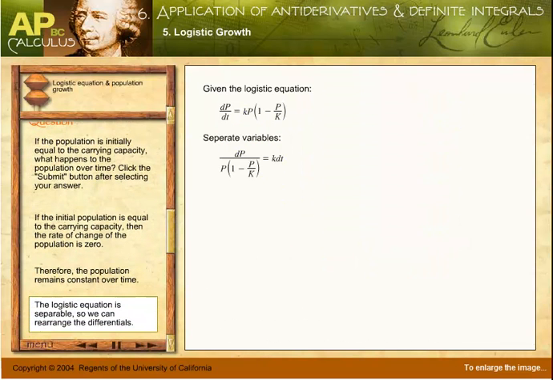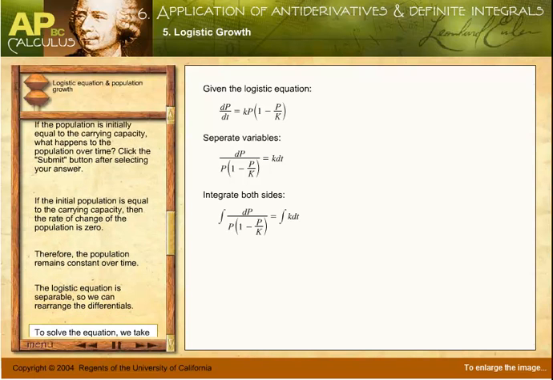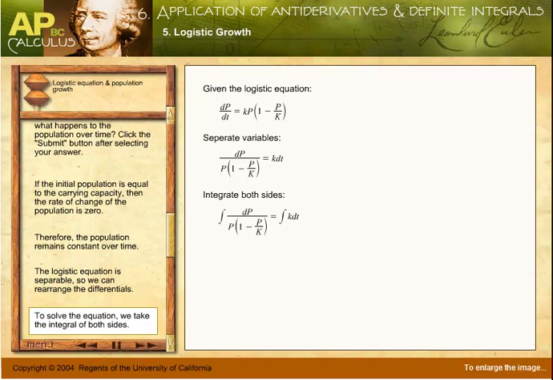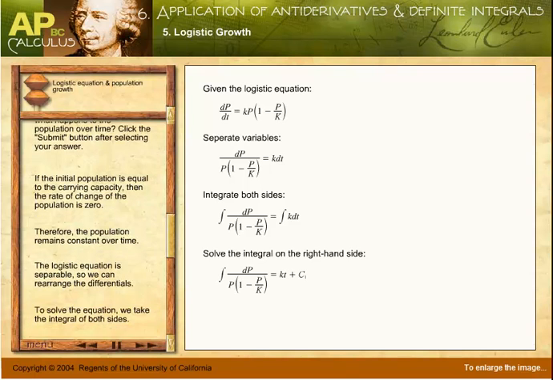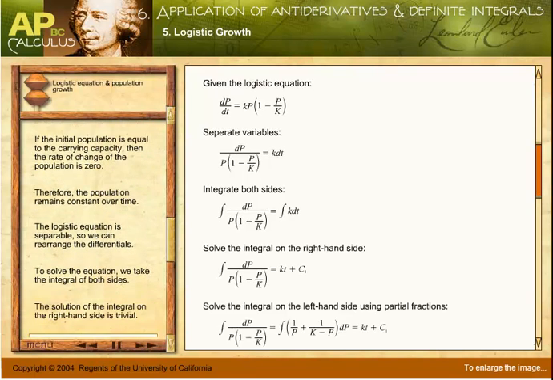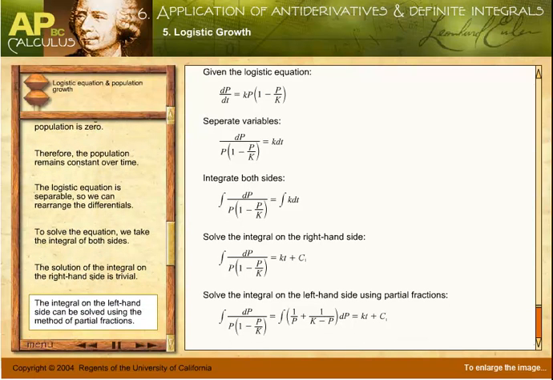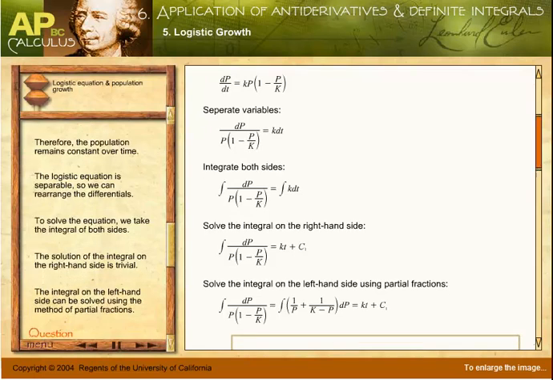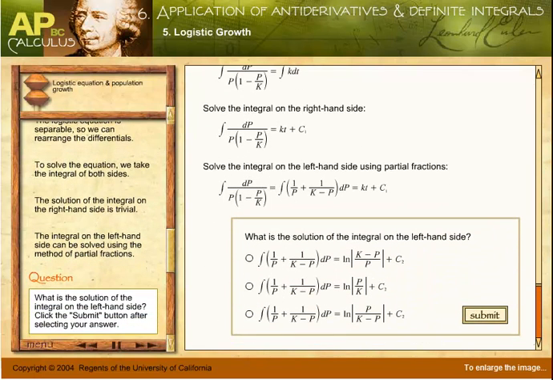The logistic equation is separable, so we can rearrange the differentials. To solve the equation, we take the integral of both sides. The solution of the integral on the right-hand side is trivial. The integral on the left-hand side can be solved using the method of partial fractions. What is the solution of the integral on the left-hand side? Click the Submit button after selecting your answer.